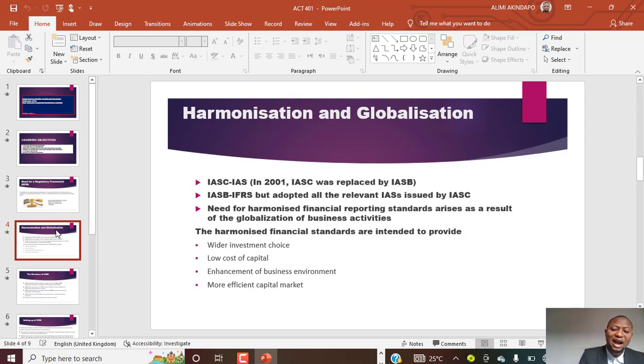The need for harmonized financial reporting standards arises as a result of the globalization of business activities. The harmonized financial standards are intended to provide wider investment choice, lower cost of capital, enhancement of business environment, and finally, more efficient capital markets.